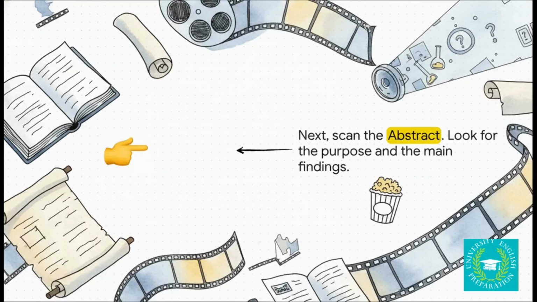You can think of the abstract as the movie trailer for the research paper. In about 150 words, it's going to summarize the entire article, including the main purpose and the key findings. You'll know right away if it's relevant to what you're doing.